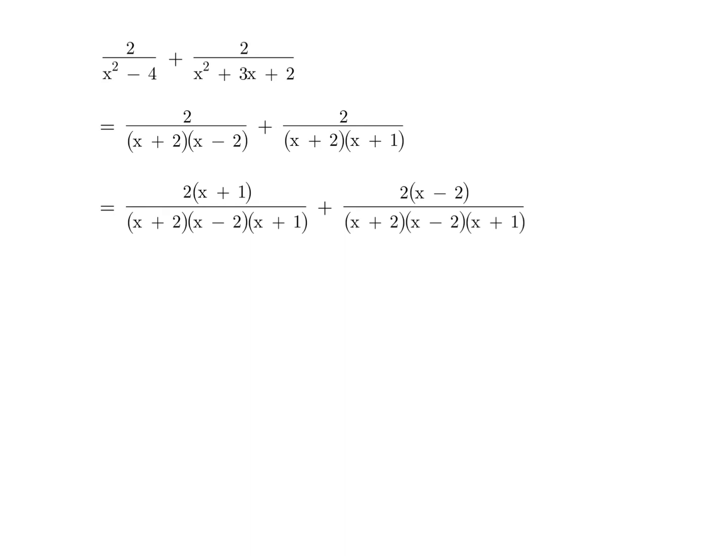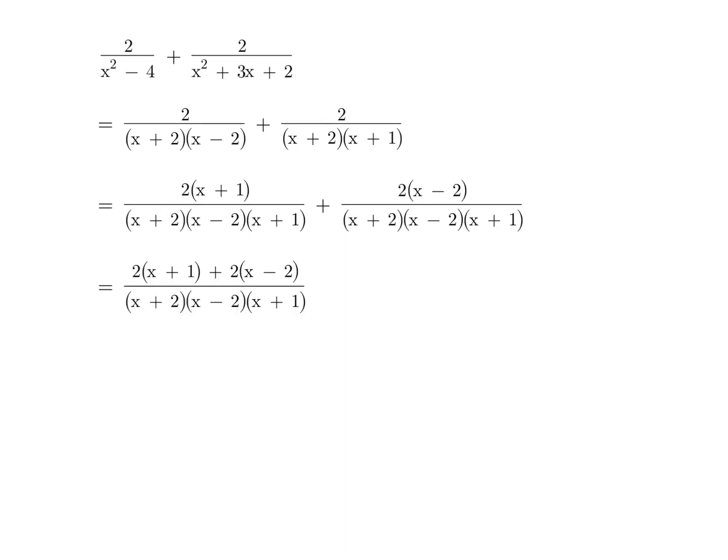The first fraction doesn't have an x plus 1 on the denominator, so that's what I also times the top by, x plus 1. The second fraction doesn't have an x minus 2 on the denominator, so that's what I need to times the top by as well. Write it out as one whole fraction. So 2 outside of x plus 1 plus 2 outside of x minus 2 on the numerator, keeping the denominator as it is.